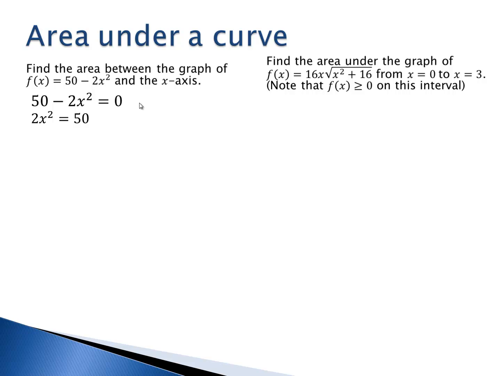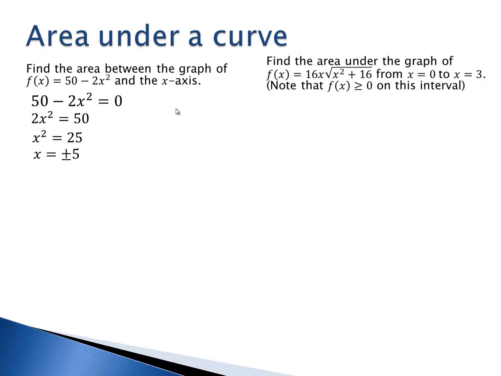Several ways to solve that. You could factor out a 2 and then do some more factoring there. I'm just going to try to solve it by getting that x by itself since we don't have any x terms in between there. So 2x squared equals 50, moving it over to the other side. Divide by 2 and we get x squared equals 25. And that's x equals, make sure you get both of them, plus or minus 5.